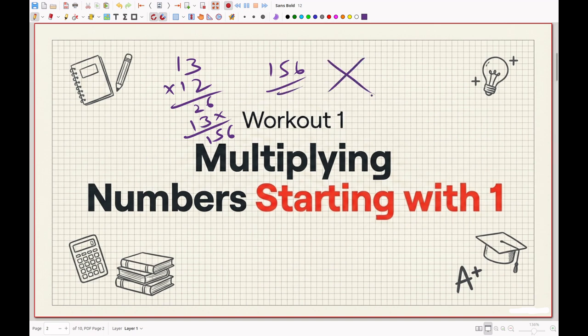This will take a lot of time. So we have one trick here. What is the trick? For 13 into 12, the numbers in both cases are going to start with 1, right?